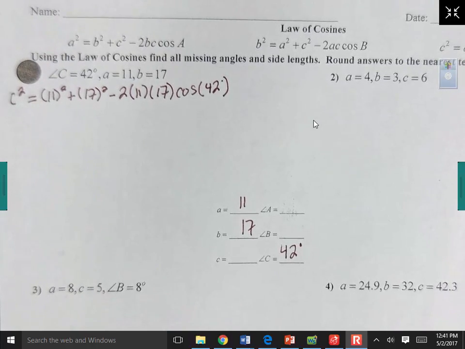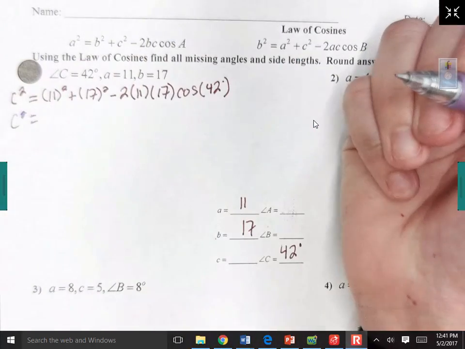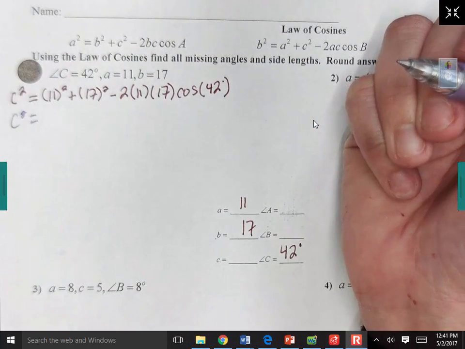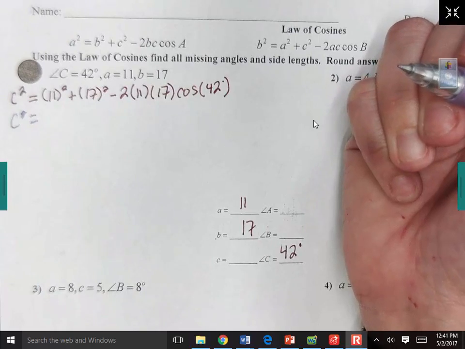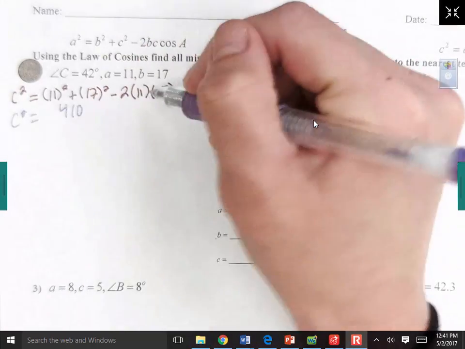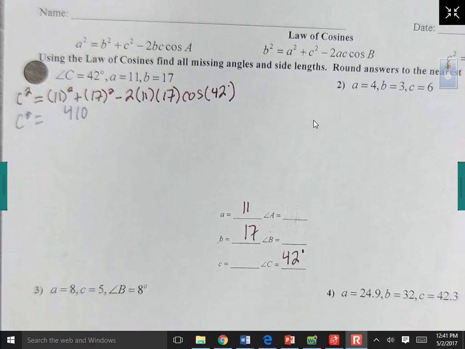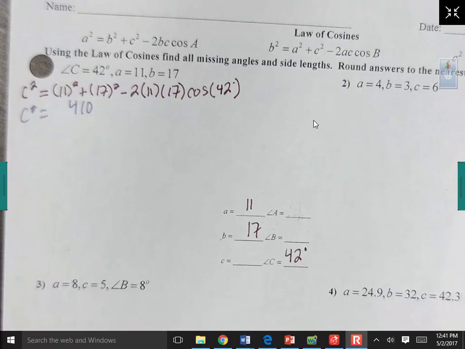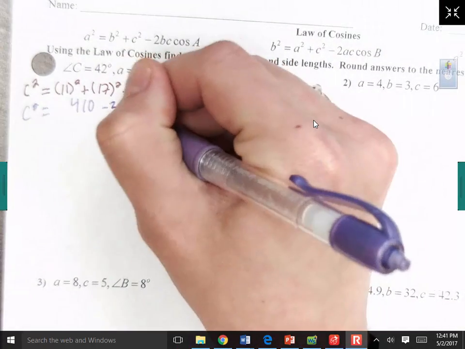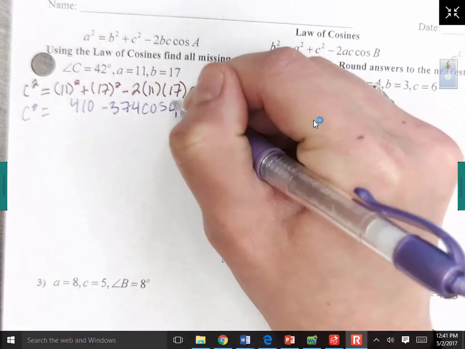What is 11 squared equal to? All right, so what's 121 plus 17 squared? 410. Okay, and then what is negative 2 times 11 times 17? Negative 374 times the cosine of 42 degrees, okay?